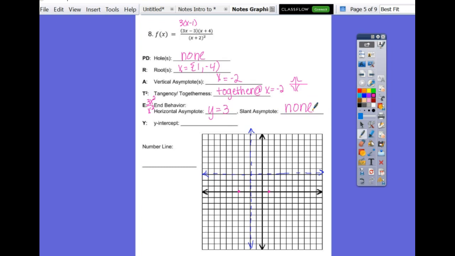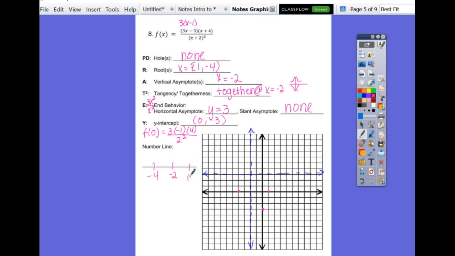And so my y-intercept, I'm going to plug in 0, which is going to give me 3 times -1 times 4 over 2 squared. On top I have -12 divided by 4, so I get 0, -3. I'm going to put that point on. 0, -3 right there. So on the number line, I'm going to have -4, and then -2 and 1.